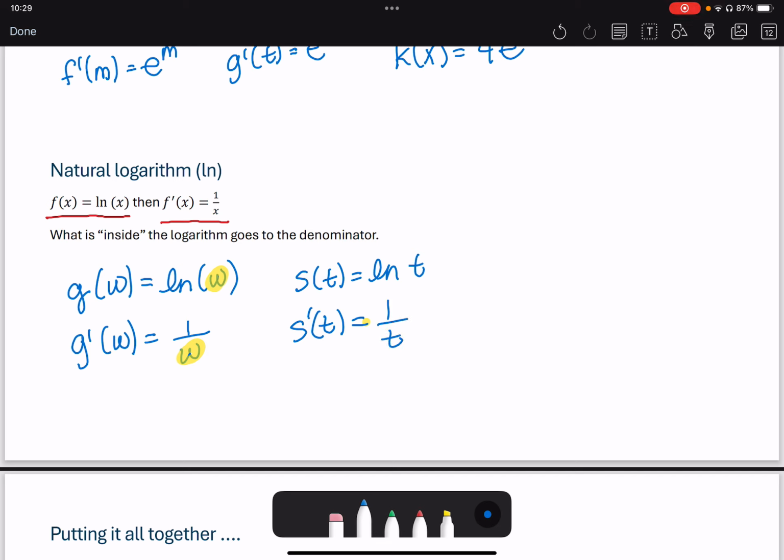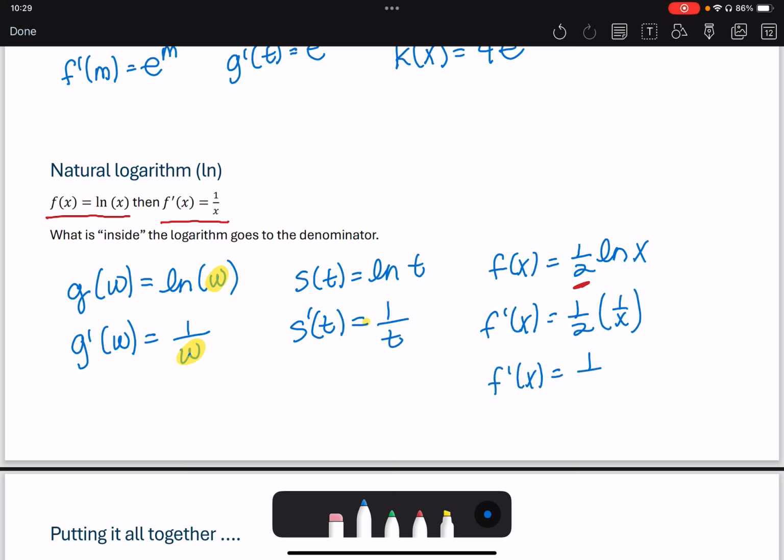Okay, once again, if they give you f of x is say 1/2 natural log of x, then this would be a constant multiple out front. So f prime of x would be 1/2 times the derivative of the natural log of x, which is 1 over x. Okay, so then we would say it's 1 over 2x, like that, if we simplify that function, okay?